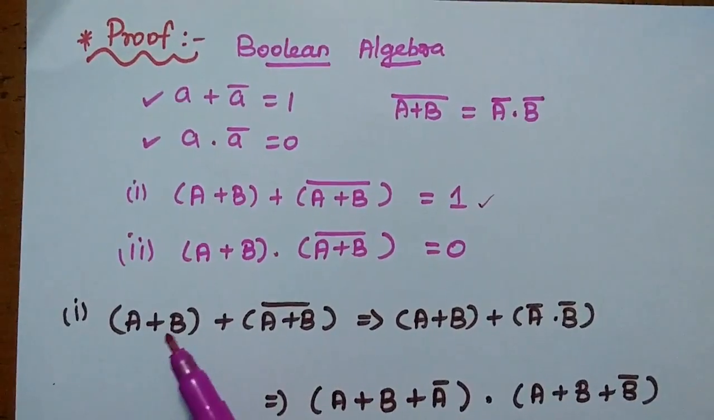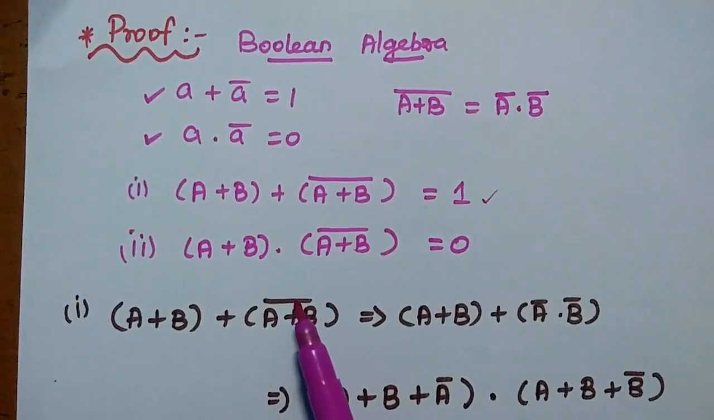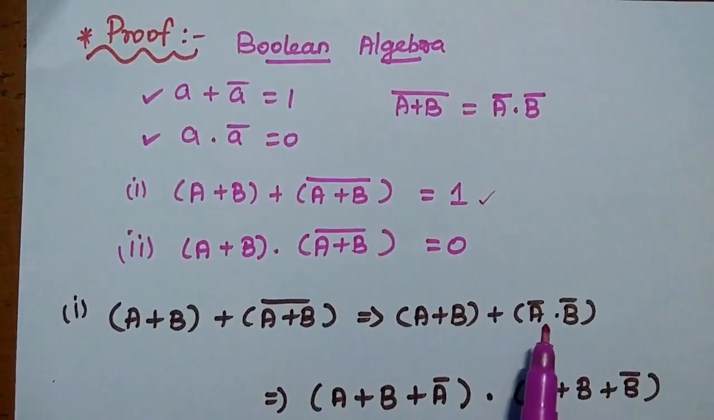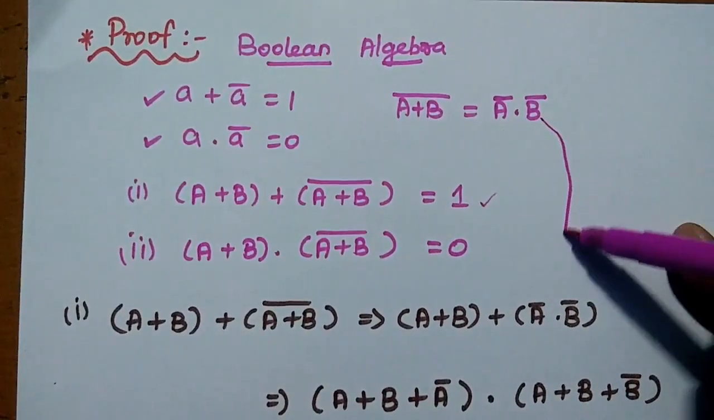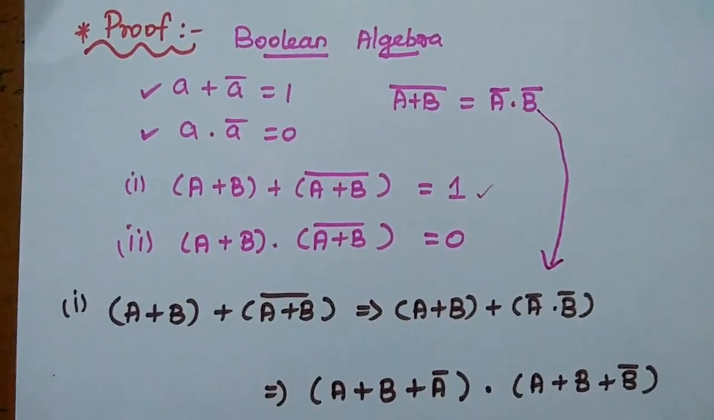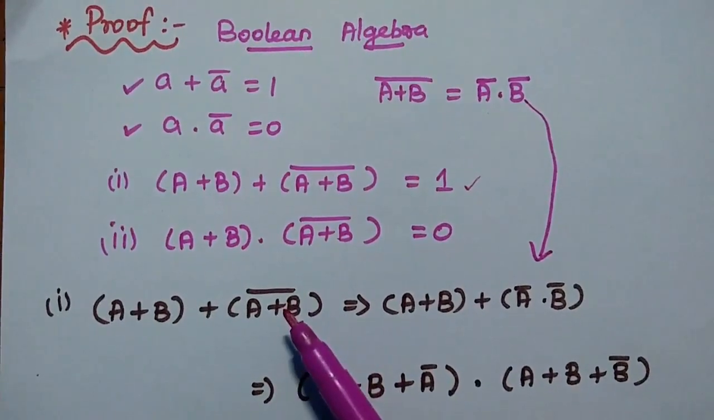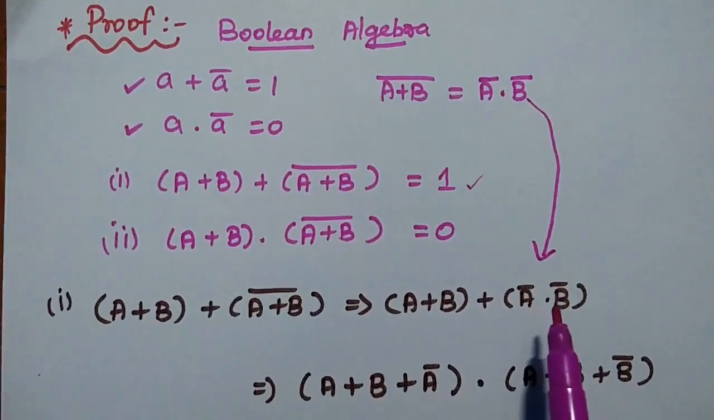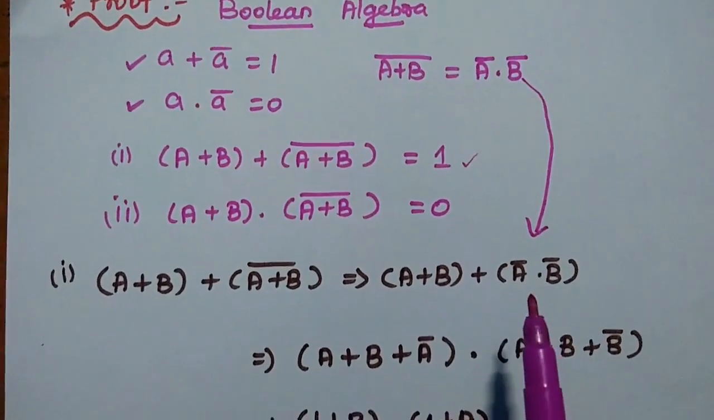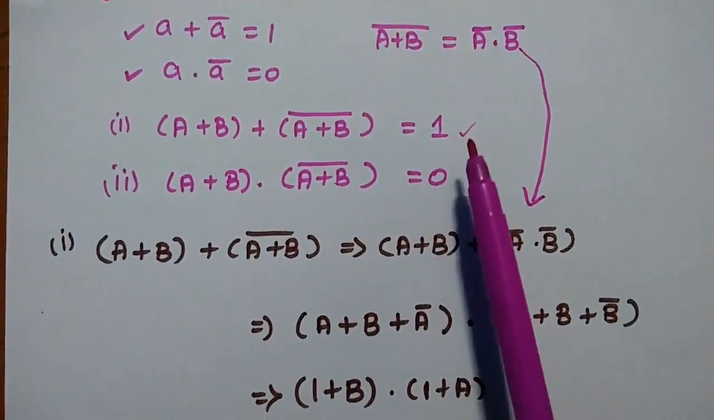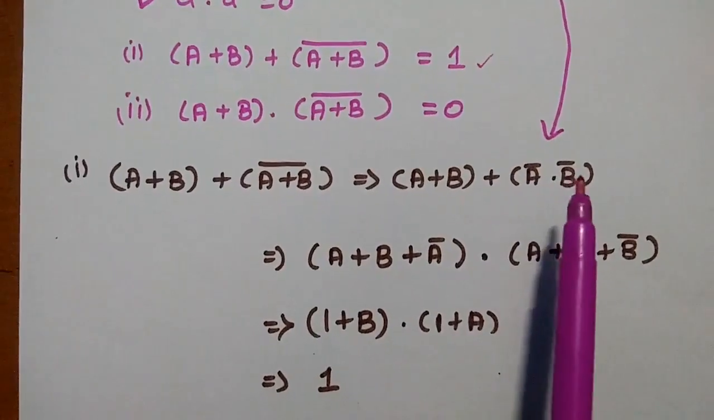Okay. So here we can write this A plus B as such. This (A plus B) the whole bar can be written as A bar dot B bar from De Morgan's first theorem, because we are going to prove De Morgan's first theorem. Instead of this (A plus B) the whole bar, A bar dot B bar is used. So we are going to make sure that the resultant value should be 1.